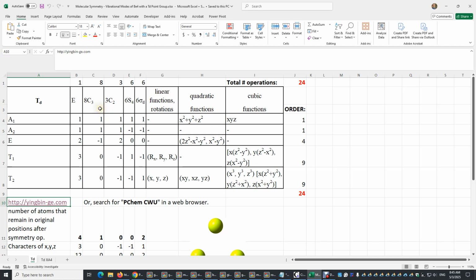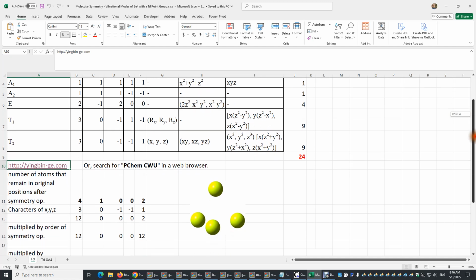And when we have one C3 rotational axis, there are 2 symmetry operations, because you can rotate the structure about that C3 axis 120 degrees or 240 degrees. That's why we have only 4 C3 axes but 8 symmetry operations here. And we have 3 C2 symmetry operations, 6 S4 symmetry operations. Over here, S sub 4 means you rotate the structure 90 degrees followed by a reflection. And we have 6 sigma D symmetry operations.